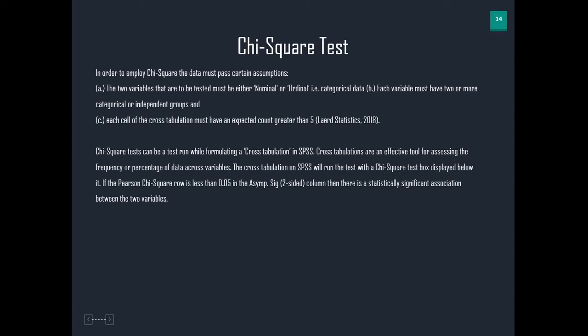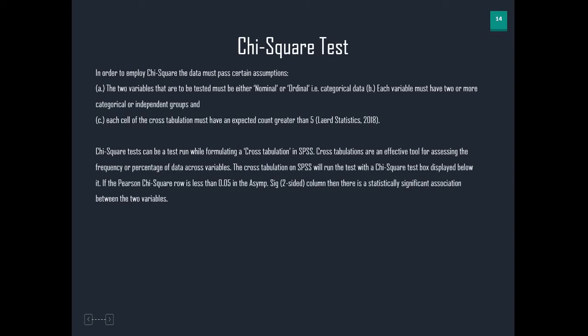Now, this may be a little unclear at the moment why that is, but when we run our test, you'll see why. But effectively, the expected count is, if you'd split your data up, so you had male, female, and yes, no, then you would expect at least 5 males to say yes, 5 males to say no, 5 females to say yes, and 5 females to say no. And if you don't have at least 5 in each of those cells, then the test won't be valid.